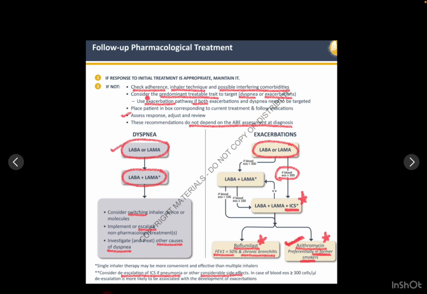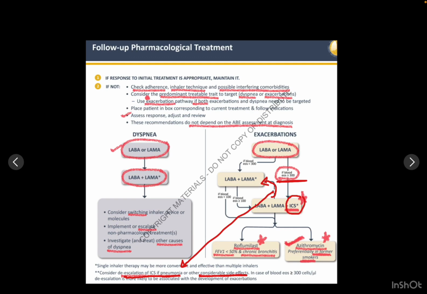Then if exacerbation is the prominent problem, we give LABA and LAMA, and then we have to give ICS also. We should add ICS if the blood eosinophil count is more than 300. Then they are telling how to de-escalate. In this graph they are telling: consider de-escalation of ICS if pneumonia or other considerable side effects of inhaled corticosteroid are there, then we have to shift from LAMA, LABA and ICS to LABA and LAMA.